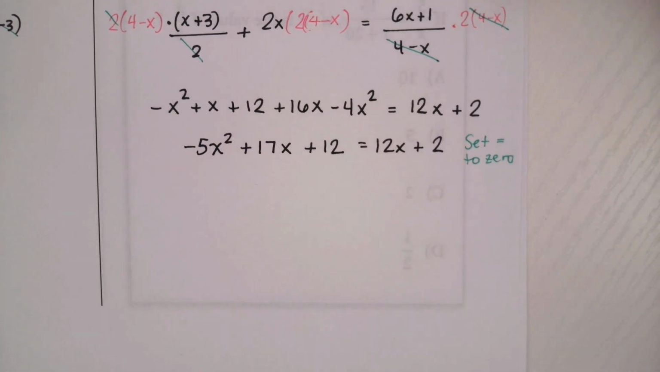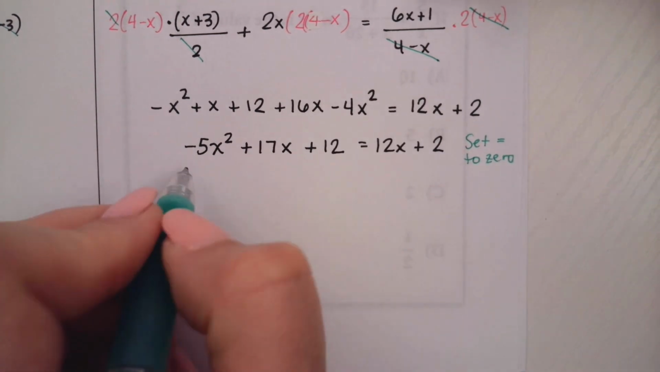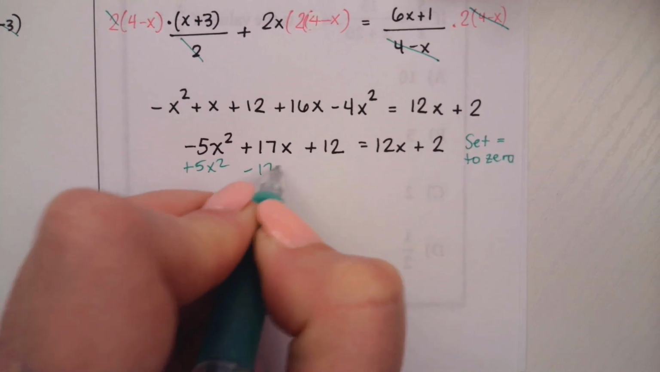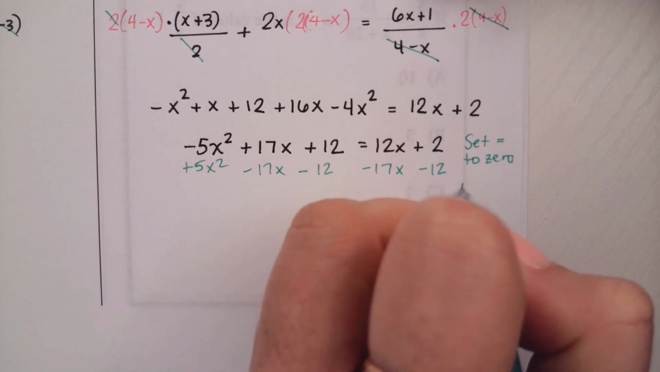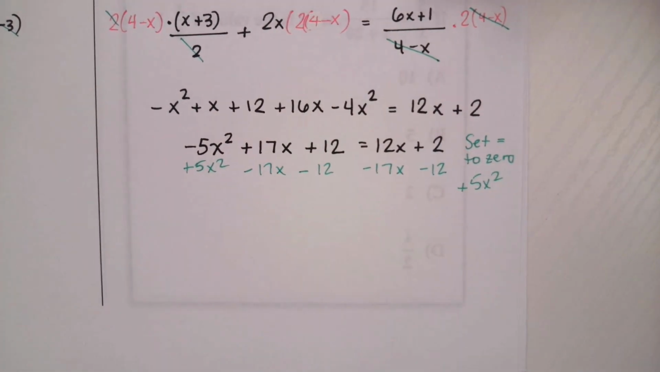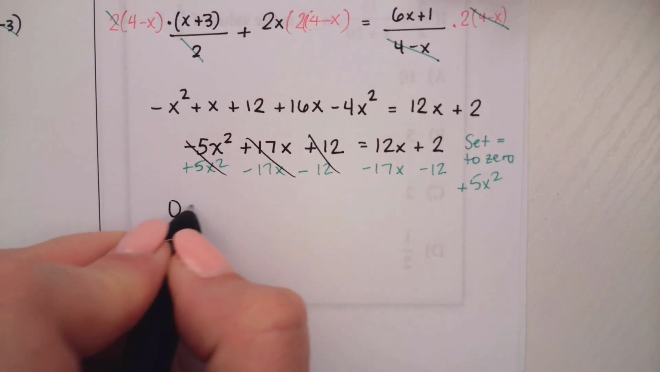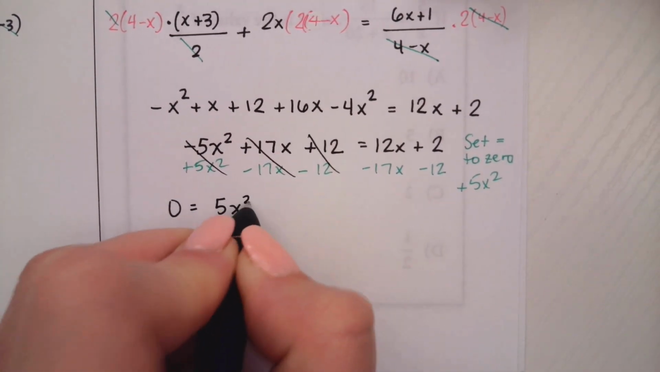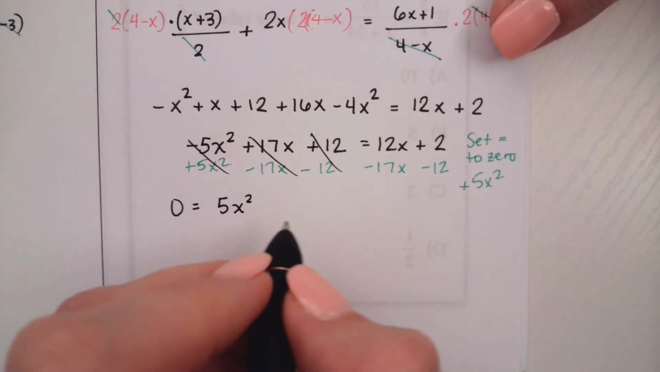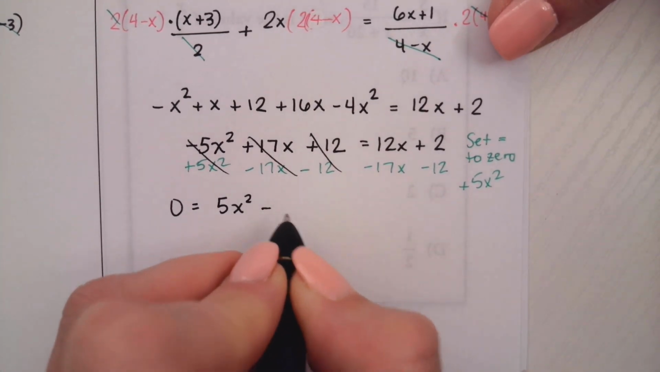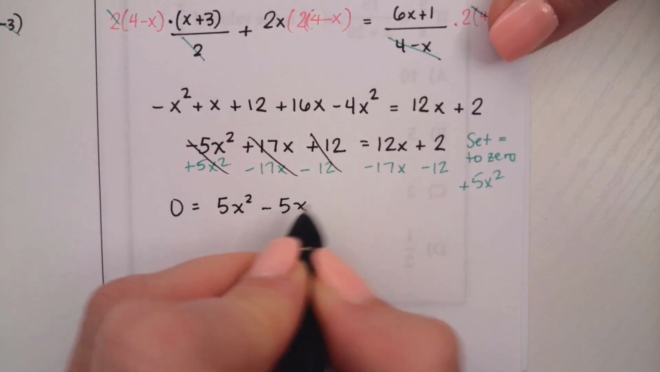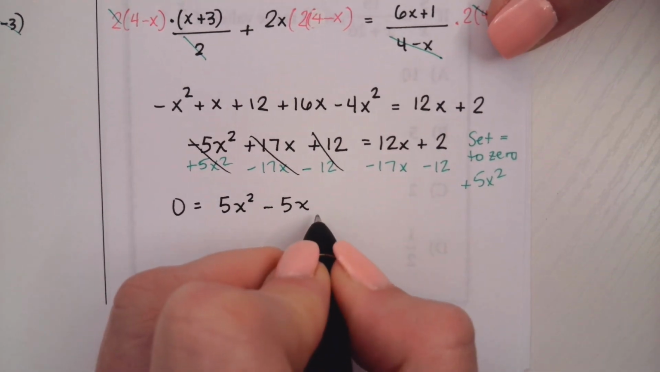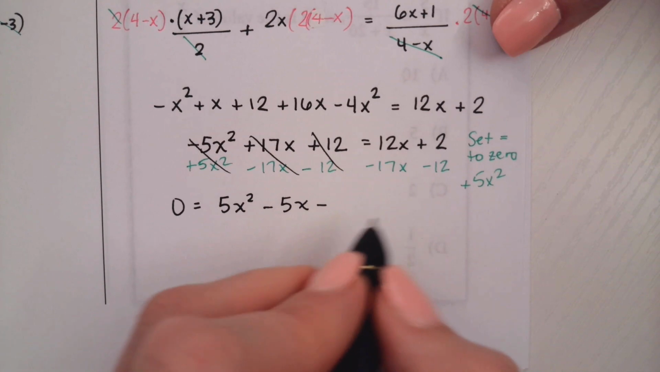I like my x squareds to be positive, so I think I'm going to cancel everything from the left side. So I'm going to add 5x squared, subtract 17x, subtract 12, plus 5x squared. Okay, so cancel, cancel, cancel. I'll get a 0 equals a 5x squared. A 12x minus 17x would become negative 5x. Good job, Sean. And then a 2 minus 12 would become negative 10. Good job.